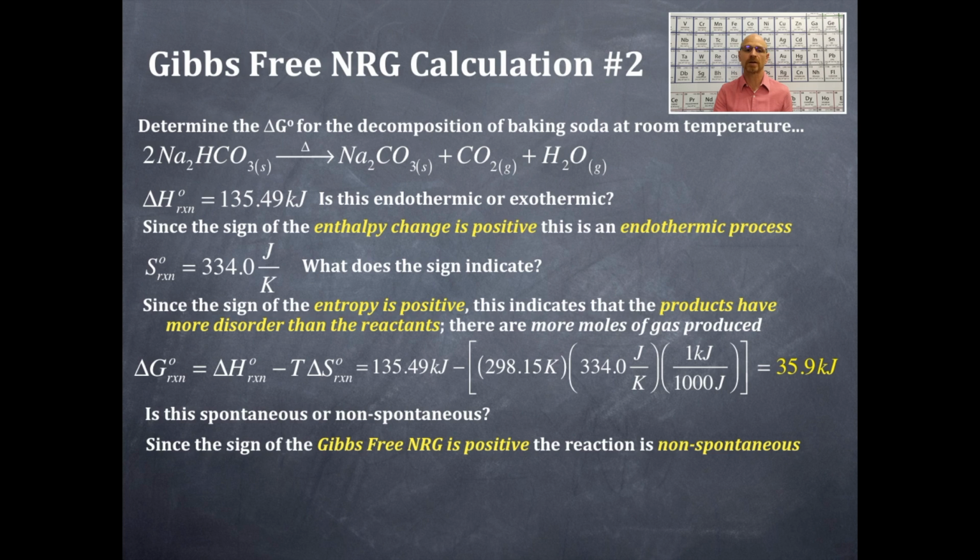Otherwise, you can have baking soda, sodium hydrogen carbonate, right on the bench top, and nothing's going to happen at room temperature. Okay, so the question is, what is driving this reaction? What is the driving force for this reaction? Is it the enthalpy or is it the entropy? We're going to find out which term corresponds to the Gibbs free energy being reactant favored or non-spontaneous. Which of the two terms is non-spontaneous and reactant favored? Is it the enthalpy term or the entropy term?